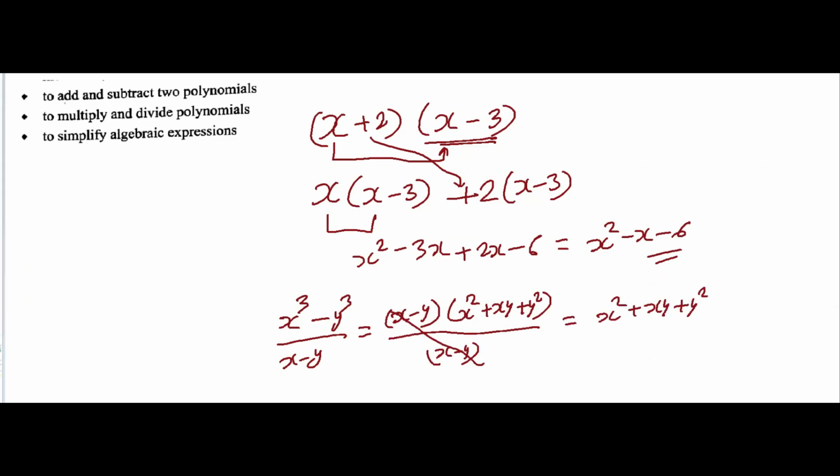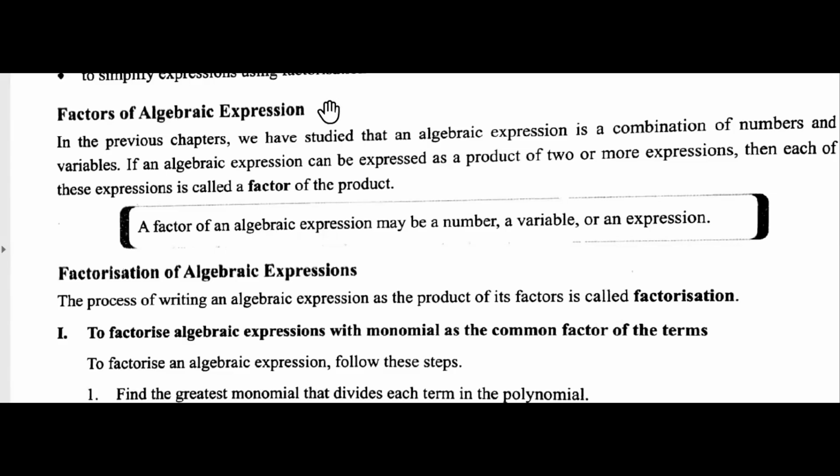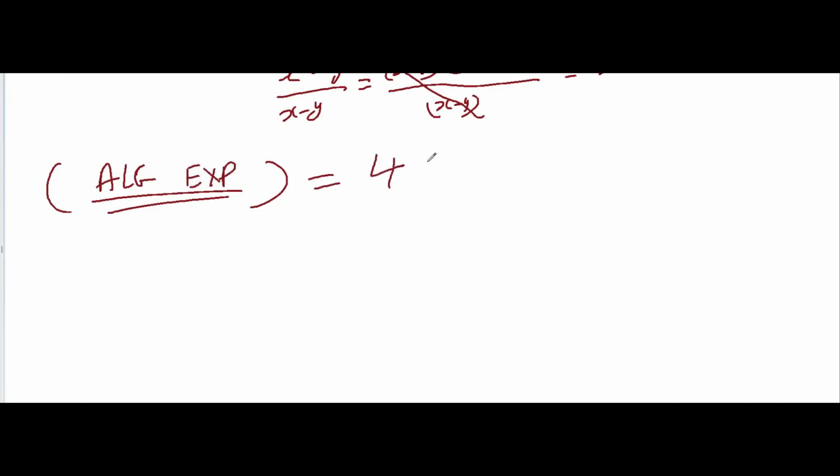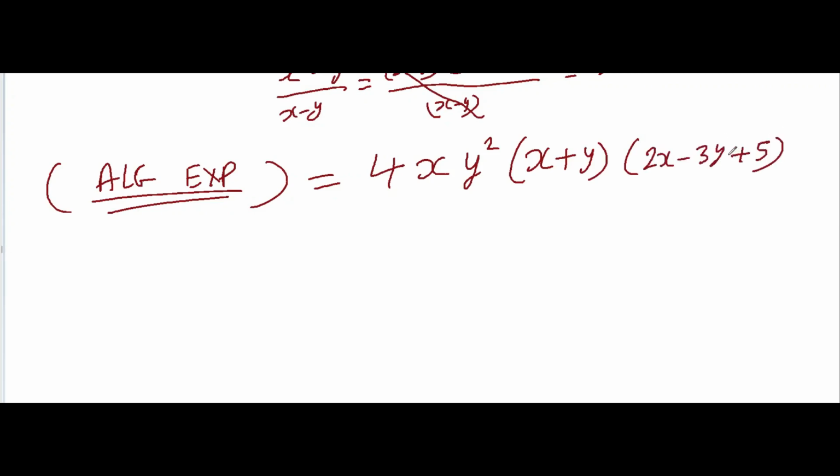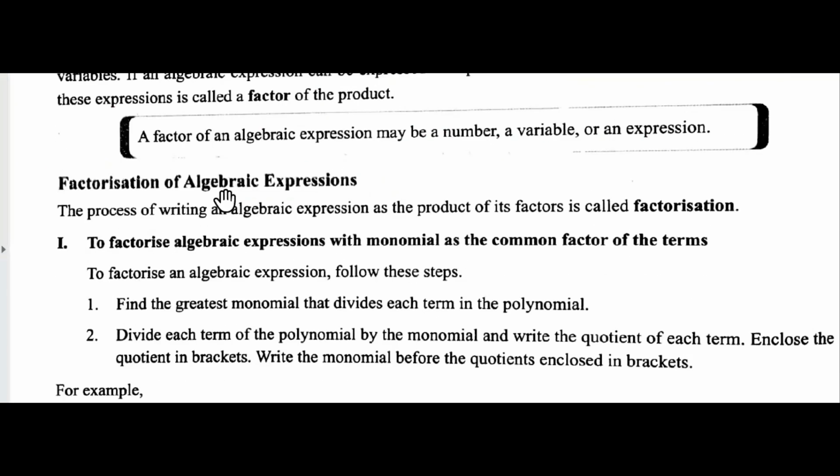Now next. Here it says factors of algebraic expression. So what can a factor be? A factor can be any term, any number, any expression. Let me explain what could be a factor. Any algebraic expression can be some number, some variable say x, some variable square, or some algebraic expression like x plus y, or also an algebraic expression like 2x minus 3y plus 5. Okay, all these things are possible. They are all called factors. That's what this means.